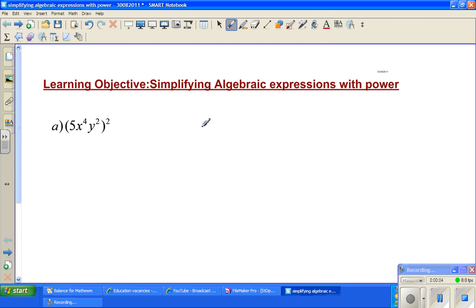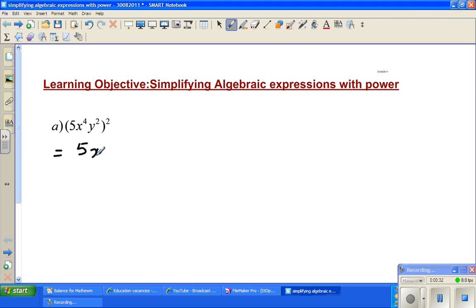In this lesson, I want to do a few examples of how to simplify algebraic expressions with power. So this is the first example that I have got. So how do you read this? This is 5x to the power 4, y squared, to the power, the whole squared. Okay. Now, before applying the rule, I'll show you what this means.